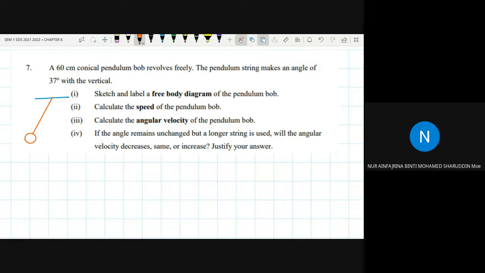Okay, contohnya ini, ini pendulum bob dia. Okay, now dia tengah revolve freely. Dia revolve secara horizontal, okay. Dia akan revolve secara horizontal. Alright, now Miss nak tanya. 60 cm. 60 cm ni apa sebenarnya? Anyone? 60 cm ni apa? Length of the string. Length of the pendulum string. Alright, now angle dia akan berada di mana kalau awak tengok gambar rajah ni? Dekat paksi Y. Dekat paksi Y.